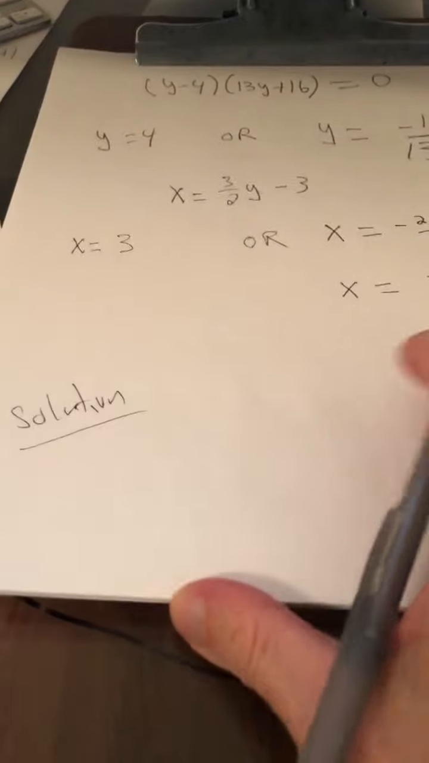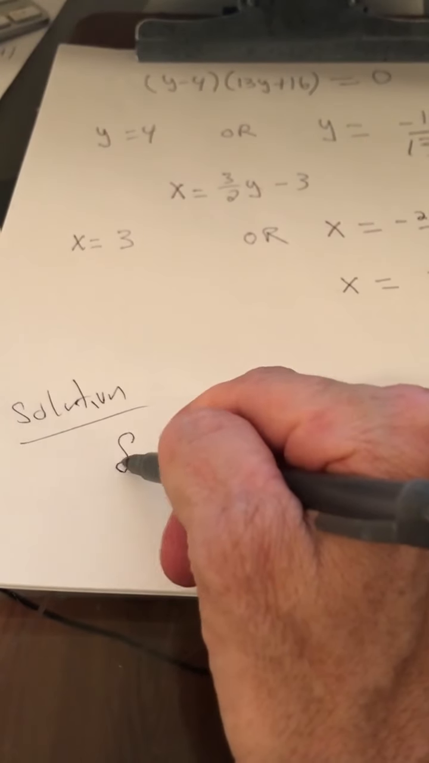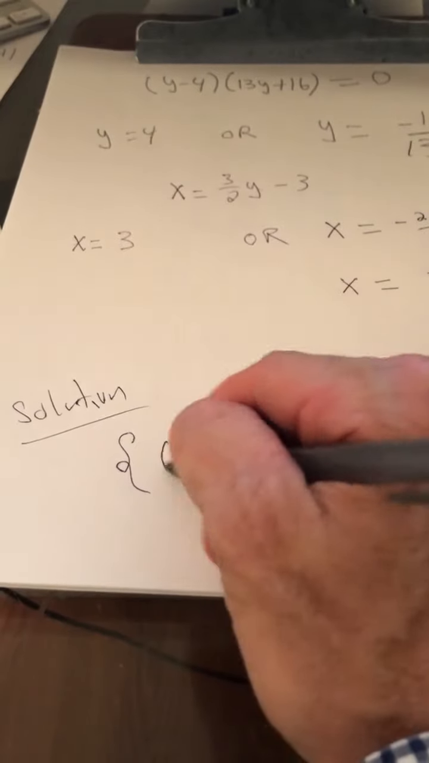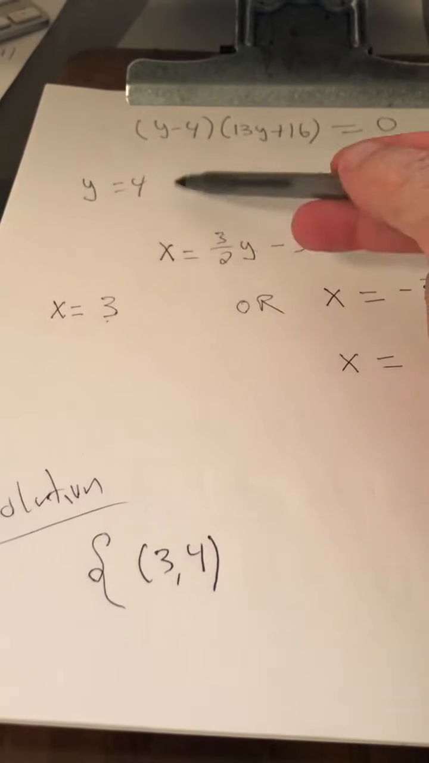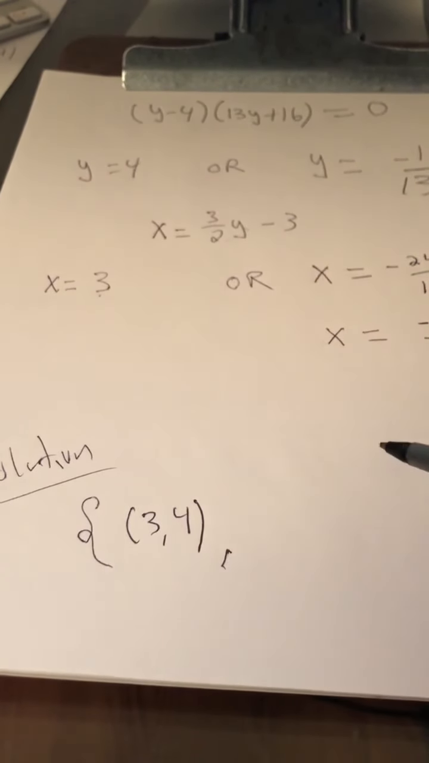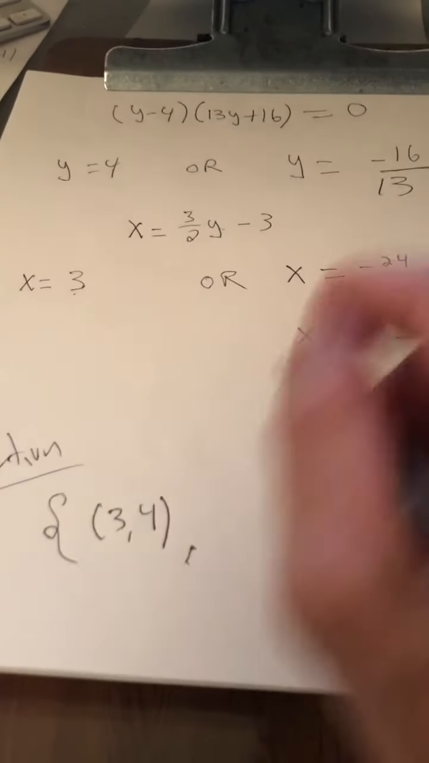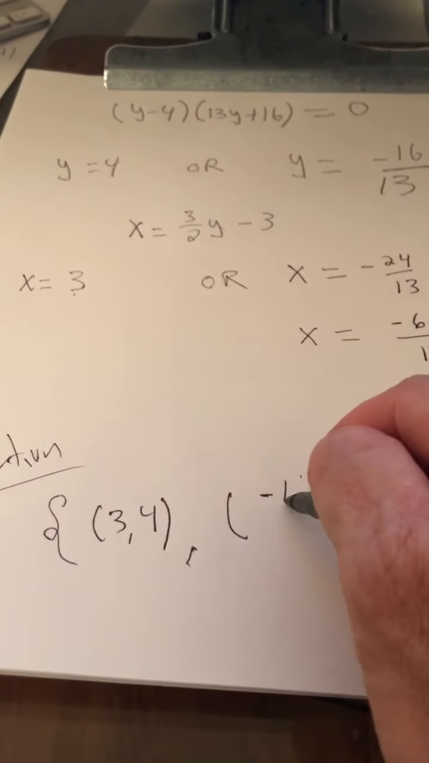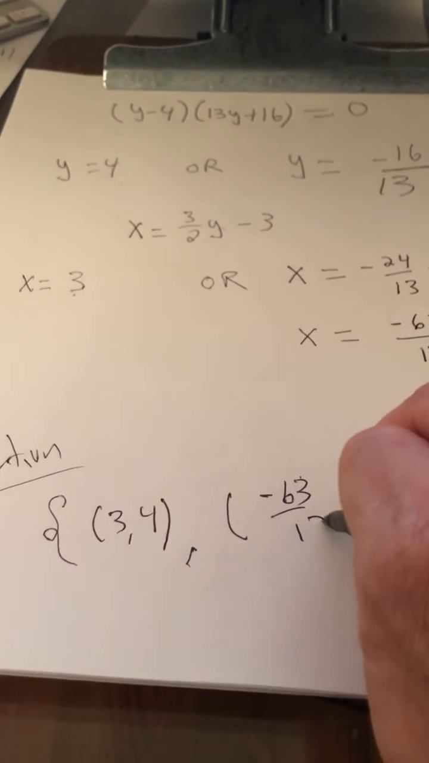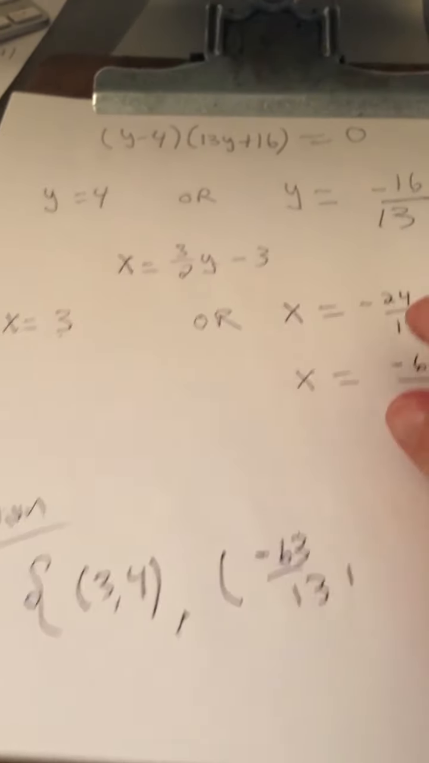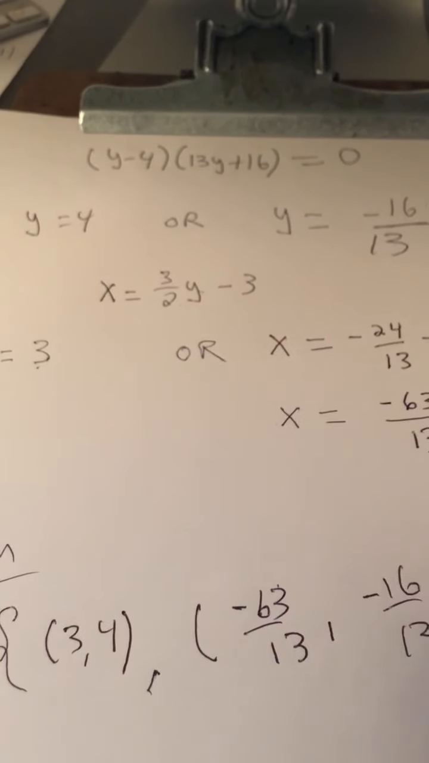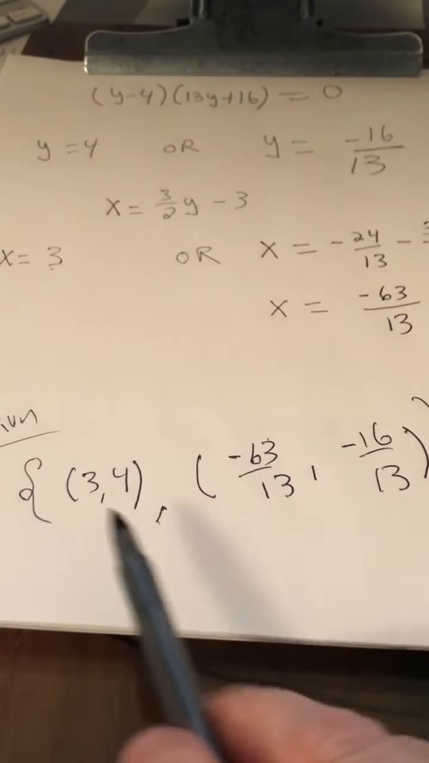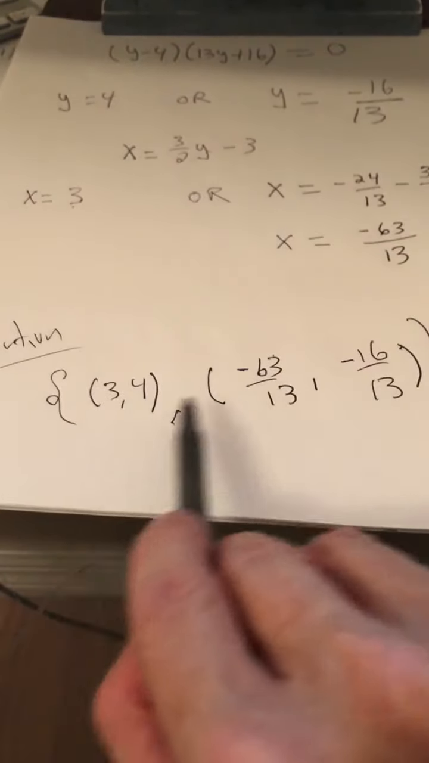So let's write down our solution. As the solution said, we have 2 ordered pairs. We have the ordered pair 3, 4, because if y is 4, x is 3, and we have the ordered pair negative 63 thirteenths, negative 16 thirteenths. And again, notice what we have. We have 1 point in the first quadrant and 1 point in the third quadrant, which we expected.